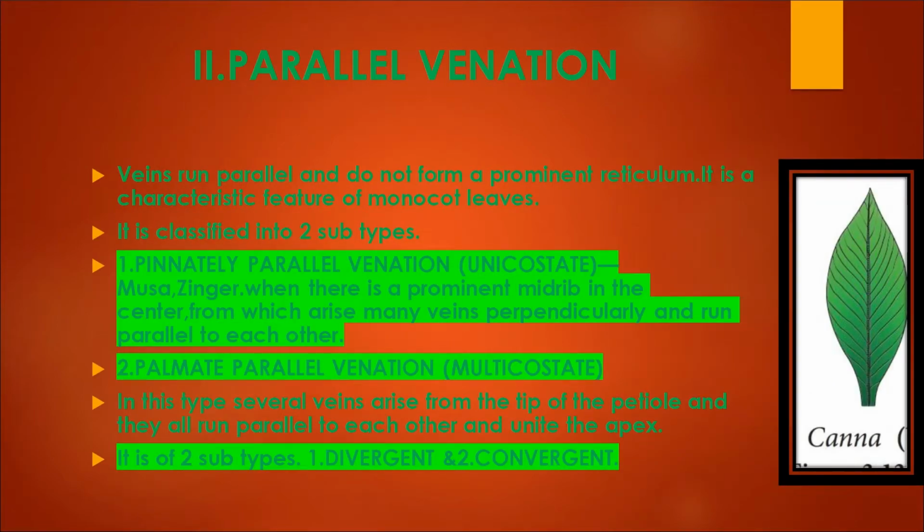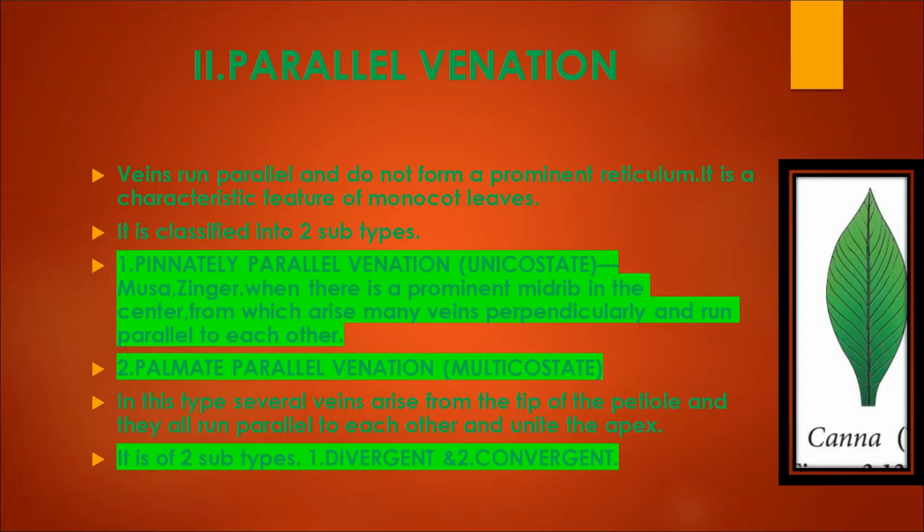The next type of venation is called parallel venation. First type is reticulate, second type is parallel venation. Here the veins run parallel to each other and do not form a prominent reticulum. The network of veins will be absent. And this is the characteristic feature of a monocot leaf.